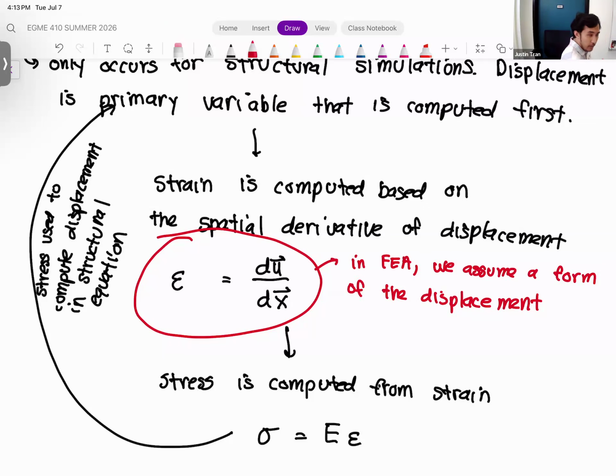And so more specifically, if we look back at our discussions of element orders, we can either assume that the displacement is going to be linear or it's going to be quadratic. Something strange happens when we choose a linear element, so I'm going to focus on that.